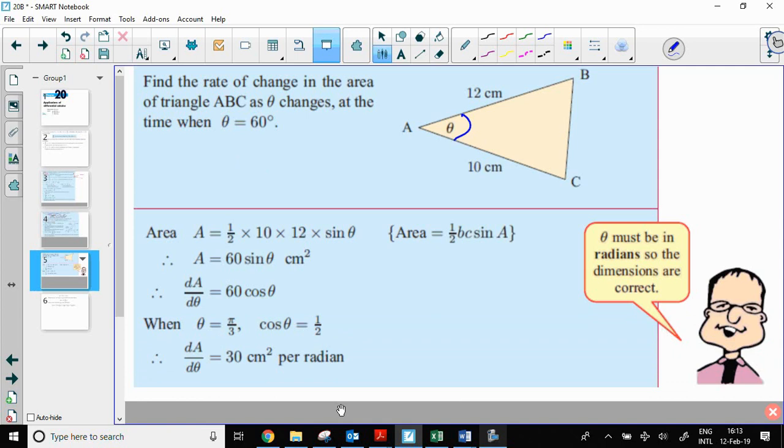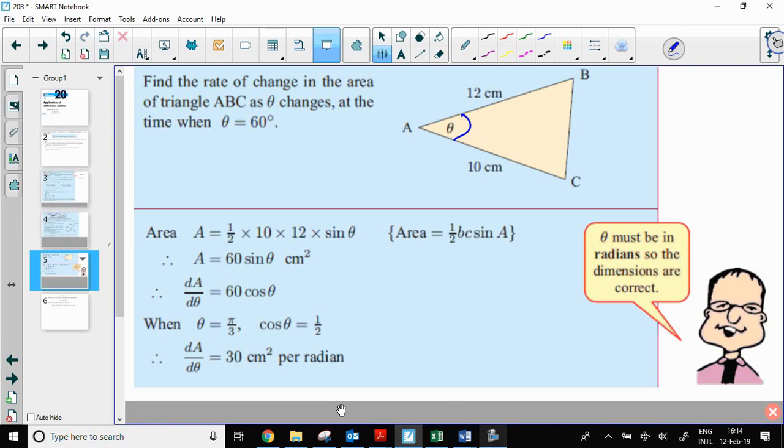If theta was equal to a different angle, when theta is equal to pi over 2, then the rate of change in area per radian is going to be different. So it is not a constant change in area as that angle gets bigger or smaller.